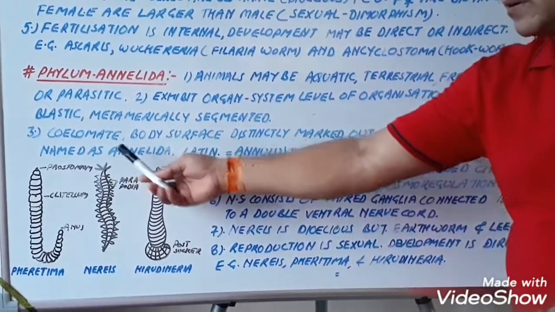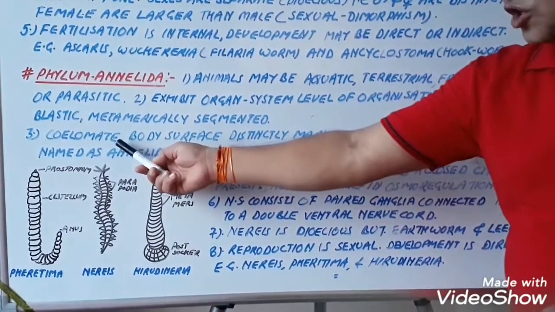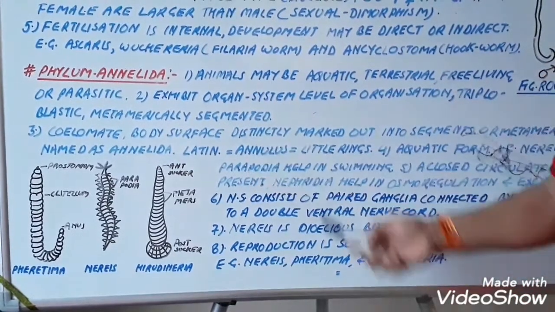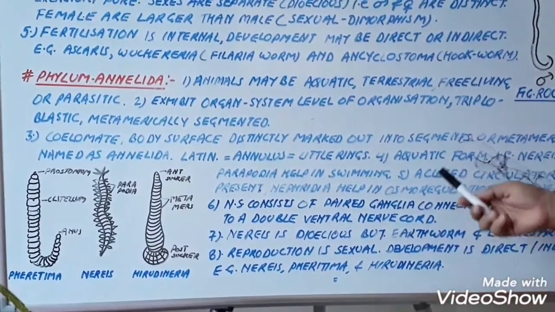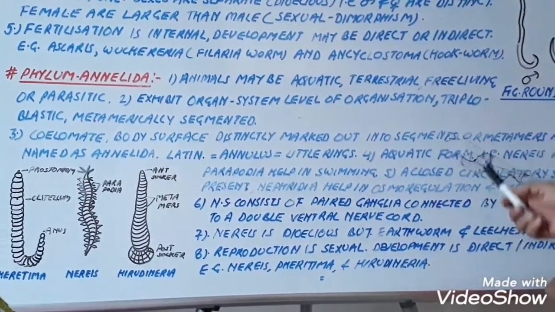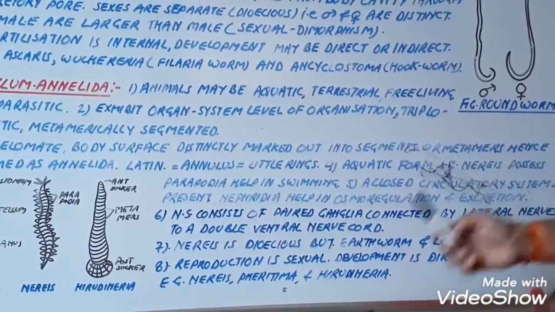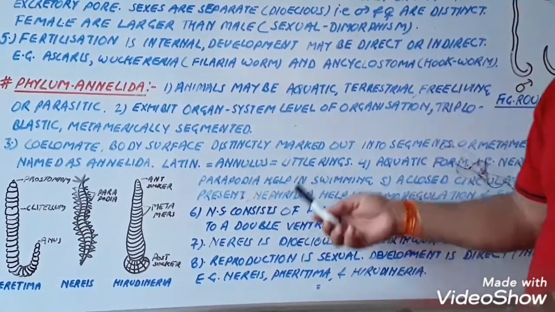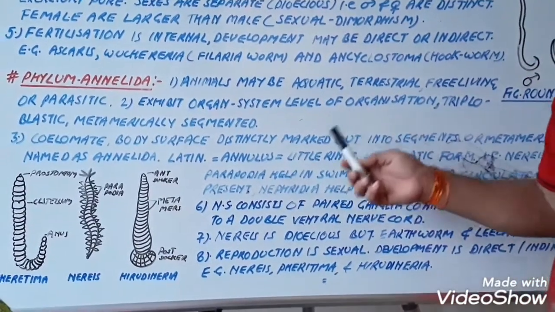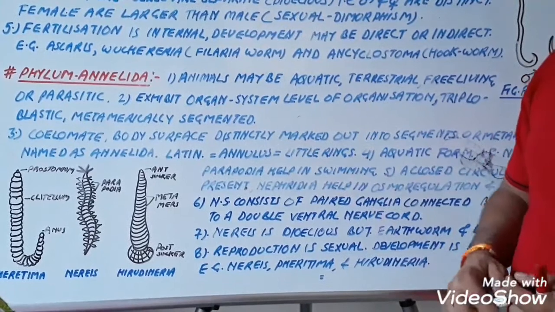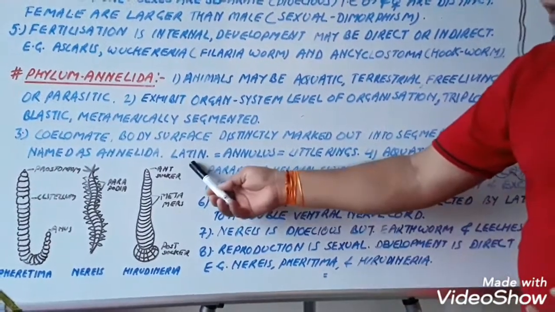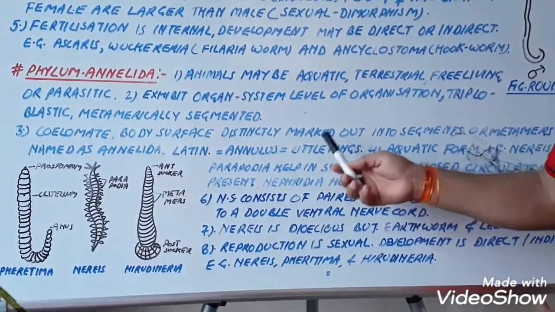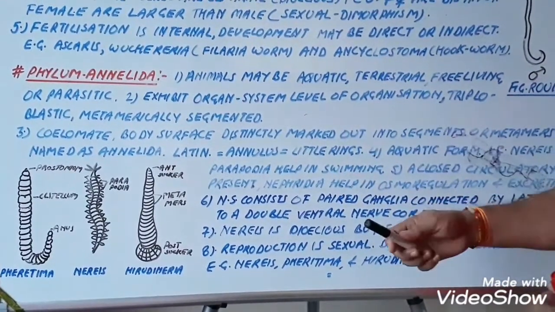Now coelomate, they have a well defined coelom, and the body surface is distinctly marked out into segments, that is metamers, hence named Annelida. In Latin, annulus means little rings. The name Annelida is derived from the Latin word annulus, which means rings, that is little rings. Little rings are there around the body.